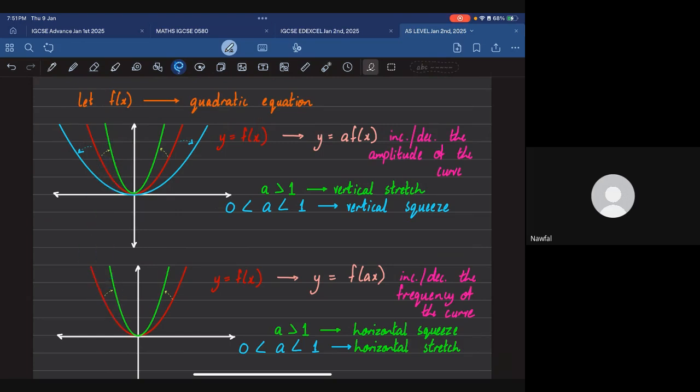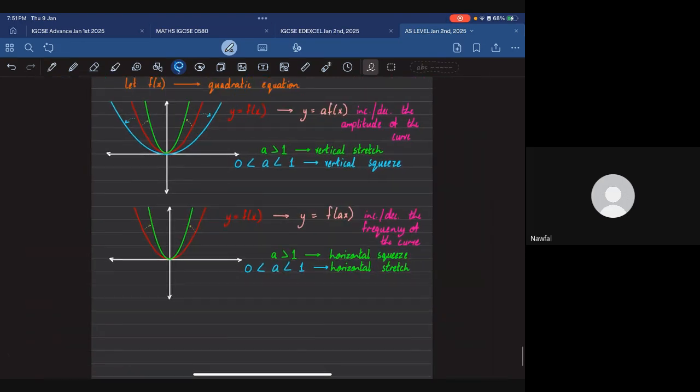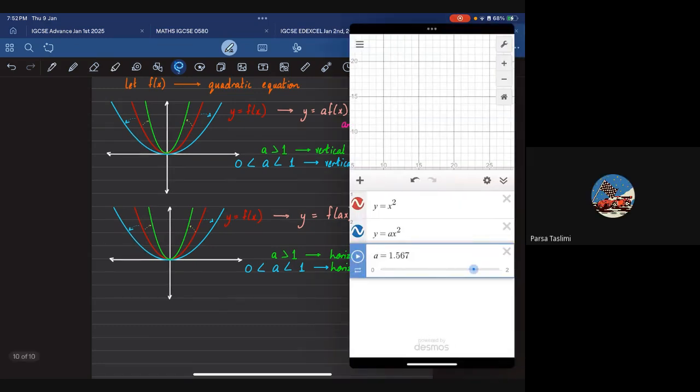Clear? And at the same time, if it's a horizontal stretch, that means horizontally I'm going to pull this apart, so it'll become a bit wider. So it's going to become this one. Clear? So it's going to be like this. Is this clear? Nofal, is this clear? Yes, sir. Clear. It's clear. Well done.